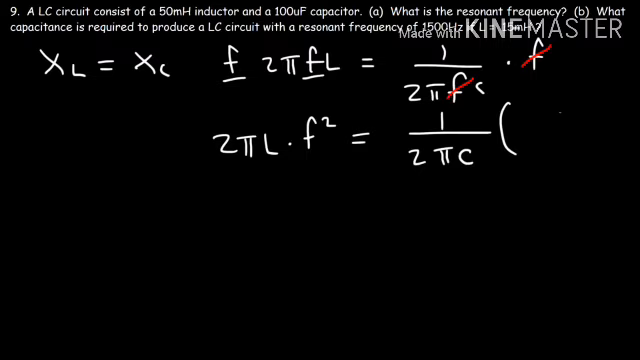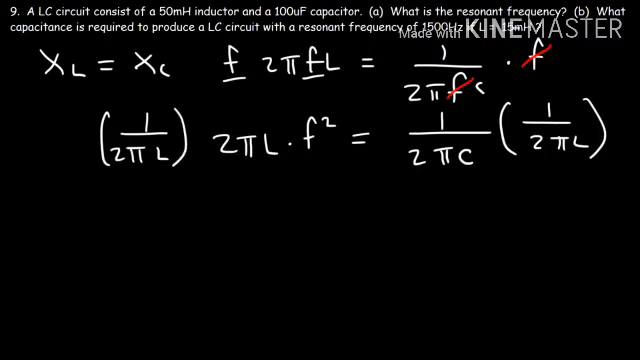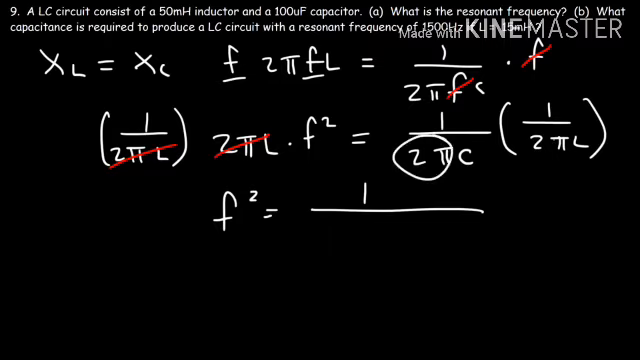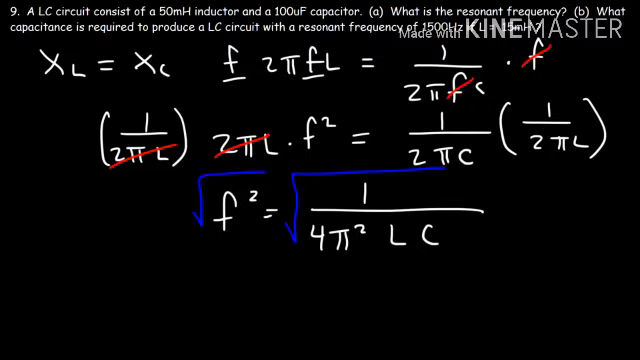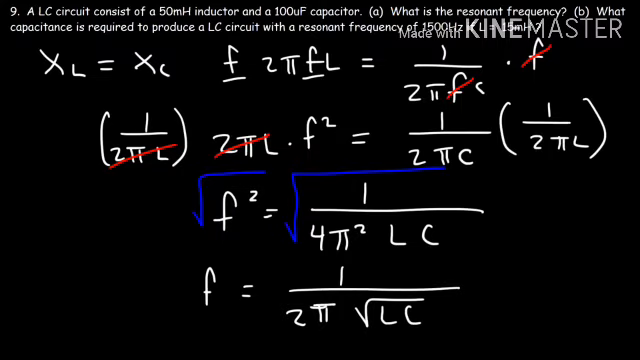Now let's multiply both sides by 1 over 2 pi L. On the left side, 2 pi L will cancel. So we're going to have F squared is equal to 1 over 2 pi times 2 pi, which is 4 pi squared, and then times LC. Now let's take the square root of both sides. The square root of F squared is F. The square root of 4 is 2. The square root of pi squared is pi. And the square root of LC is just square root LC. And so that's how you can derive this equation.